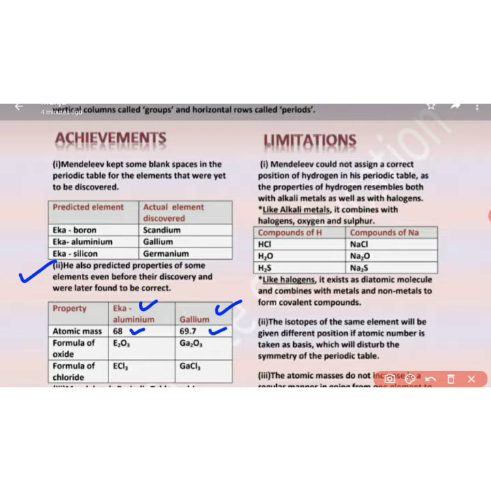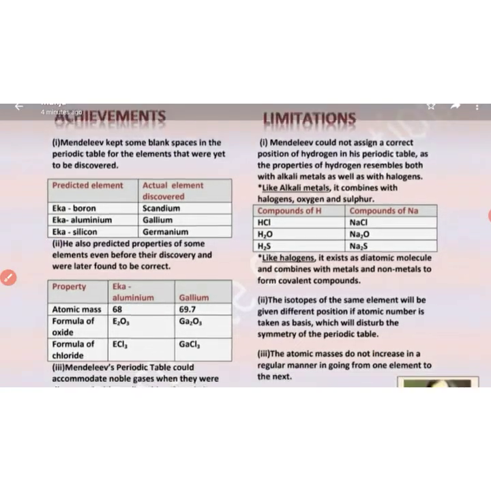The formula of the oxide was E2O3, and again the oxide of gallium is Ga2O3. In the same way, the formula of chloride is ECl3, and that of gallium has also been found as GaCl3. That means if we see the properties, they are also similar.